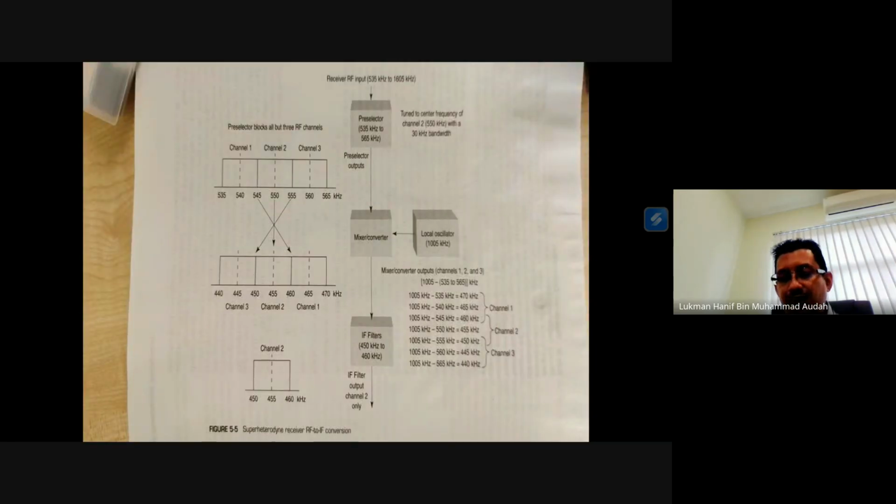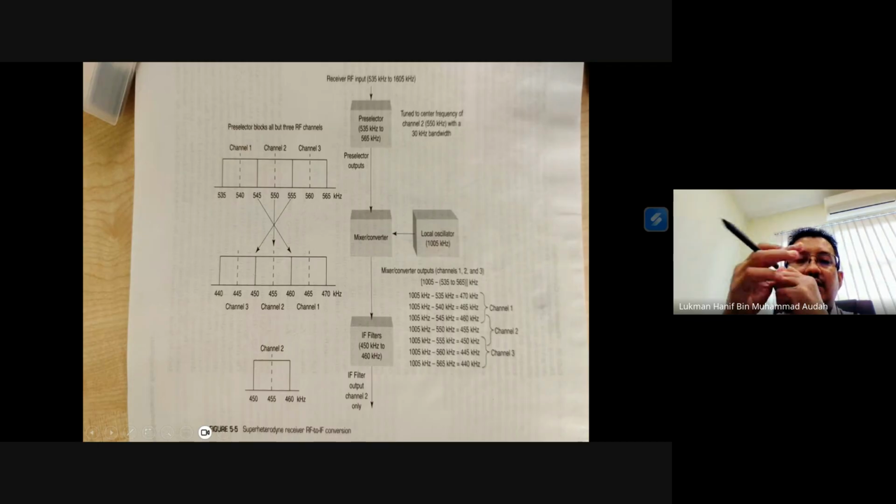So I want to show you this example about the mixer converter section process. I got this from Wayne Thomas's book. If you see Wayne Thomas's fourth edition, chapter 5, it is about super heterodyne receiver RF to IF conversion.